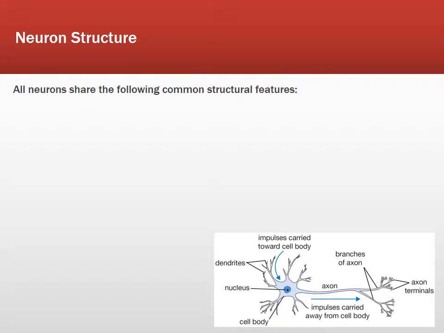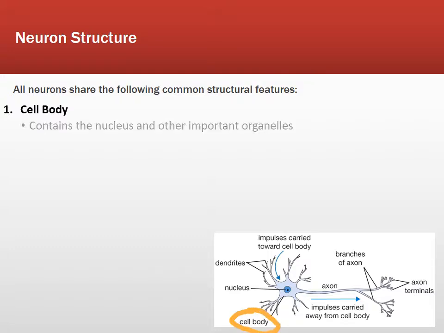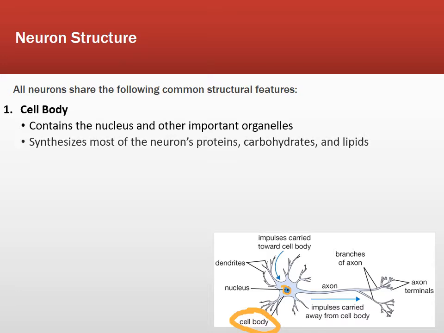All neurons share the following common structural features. We have a cell body. If you look down here, oops, sorry, I drew over it. Your cell body is this general area here, and it contains your nucleus and other important organelles. You can see your nucleus on the inside, and this whole thing is called the cell body. It synthesizes most of the neuron's proteins, carbohydrates, and lipids. Remember, it needs these macromolecules in order to survive, and this is where the majority of that happens.